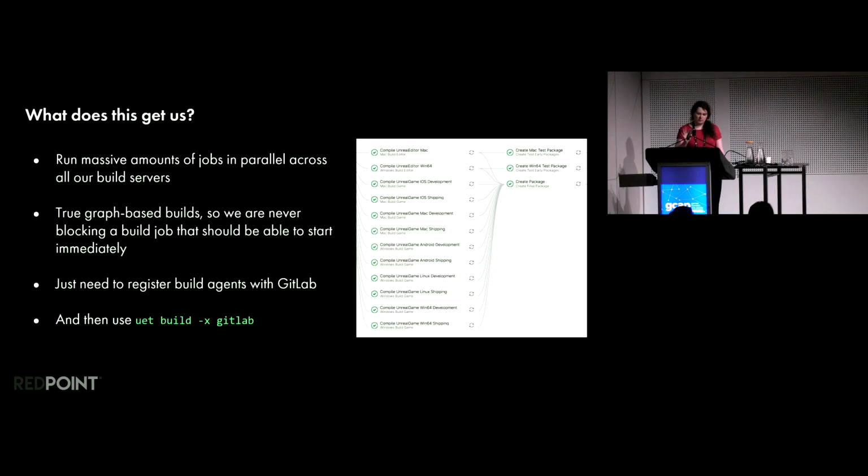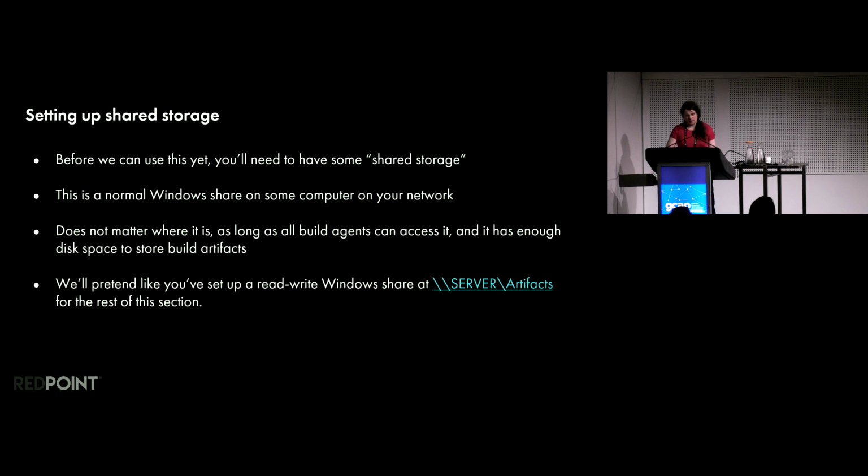It's true graph-based build, so a build job is never blocked waiting on something when it should be able to start immediately, as long as you've got the build servers available. All you need to do is register build agents in GitLab, and then you pass the executor flag to UET build, which tells it, hey, instead of running the build yourself, output the build job file suitable for that build server, which you can then pass into the actual build server.